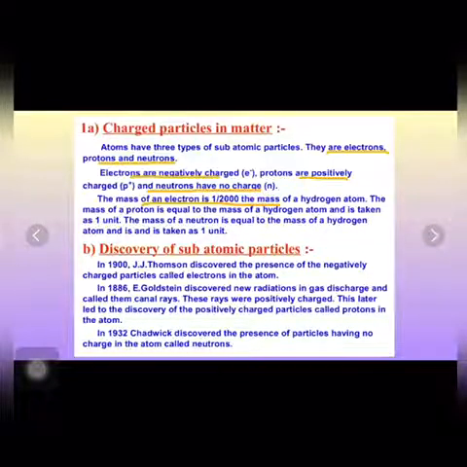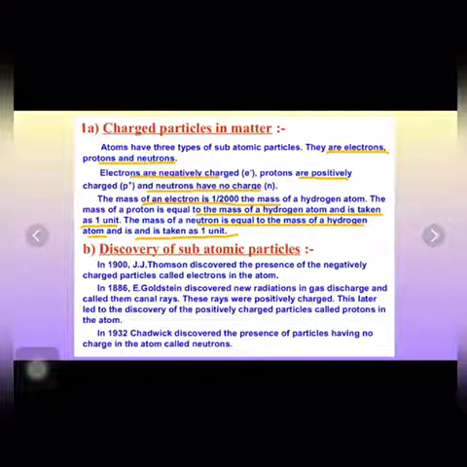The mass of a proton is equal to the mass of a hydrogen atom, which is taken as 1 unit, and also the mass of a neutron is equal to the mass of a hydrogen atom, and it is also taken as 1 unit. So basically the mass of proton and mass of neutron are taken as 1 unit and the mass of electron is taken as negligible.